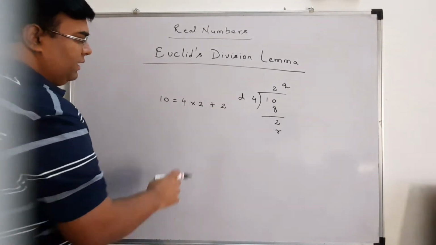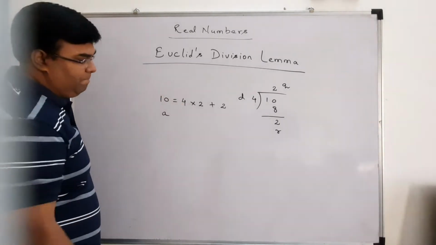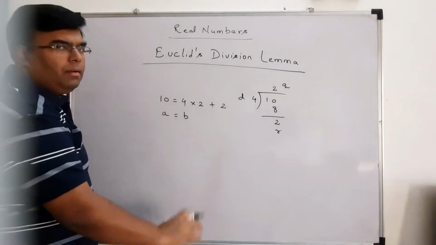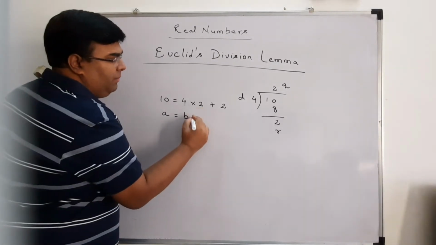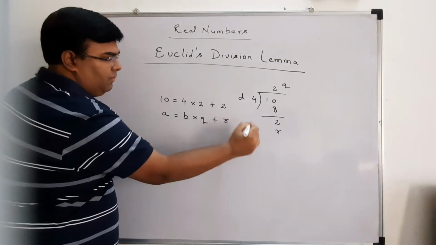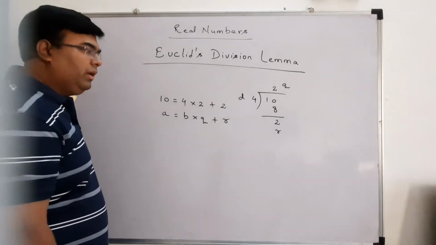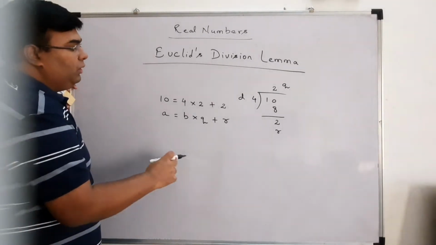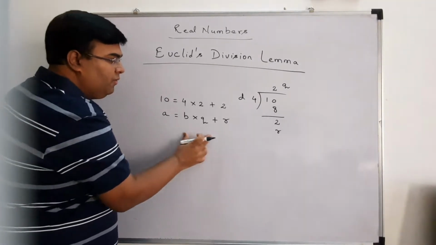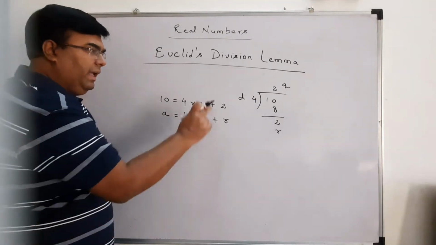Or if we write this in general form, let this 10 be replaced by A, and 4 by B. You can take any number B, multiplied by, let us say, Q, plus R. I am taking these letters which are written in the book. So we know that any number A can be represented in the form of BQ plus R. You can take any number.